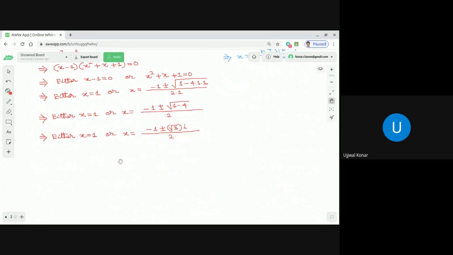So finally what we are going to get is that we are getting three values of x. x equal to 1. Then we can consider x is equal to minus 1 plus root 3 into i by 2. And we get minus 1 minus root 3 into i by 2.